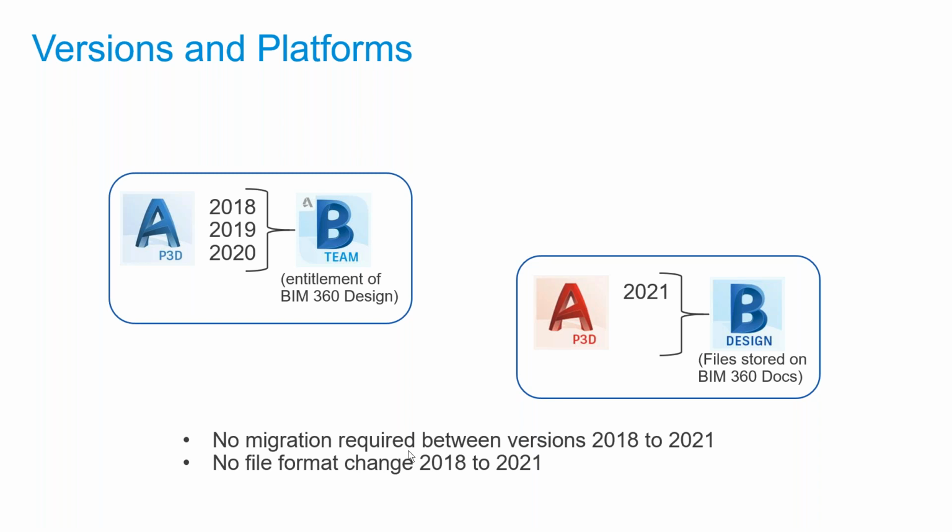I just want to pause real quick at a question in the Q&A box. Is there a recommended process for attaching a ReCap point cloud to a model in a Plant 3D BIM 360 project? And Joel might be able to help me with that. I had a question about it the other day.